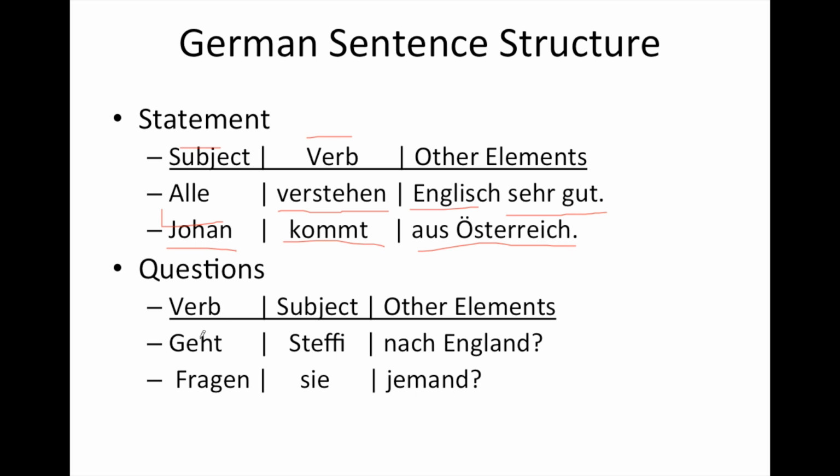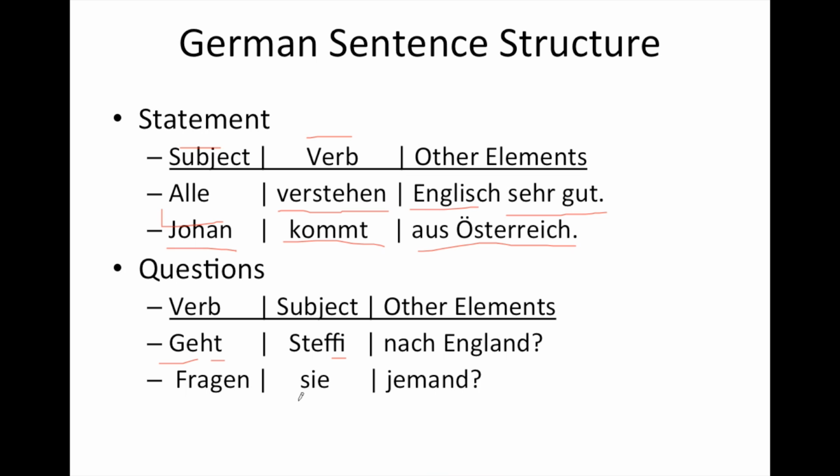So in English, for this sentence, we would say, does Steffi go to England? But in German, we don't have to deal with a does or a do form. We just switch the subject and the verb. So we start with our conjugated verb, geht, and then the subject, the thing that's doing the verb, Steffi, and then any other elements. Does Steffi go to England? Geht Steffi nach England?